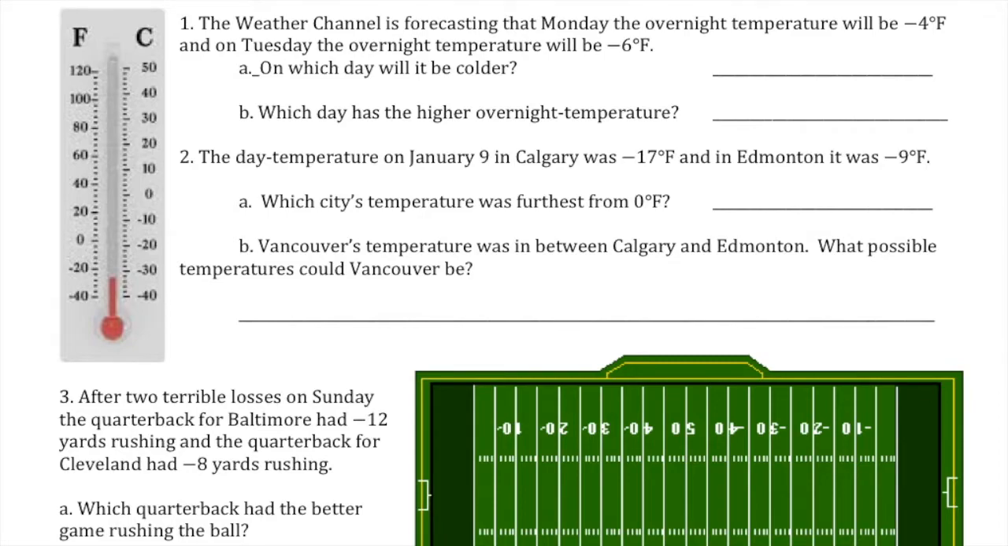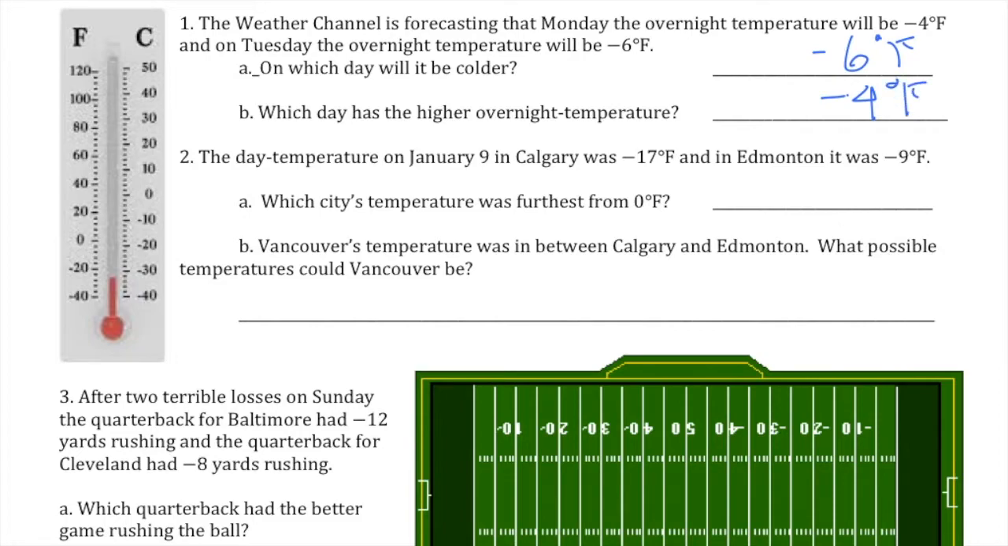So between those two, which is colder? So we can think about which is furthest left on the number line, and that is going to be the negative 6 degrees Fahrenheit on Tuesday. And if we think about which one has the higher overnight temperature, that's going to be the negative 4. So negative 4 is warmer, of course, than negative 6.